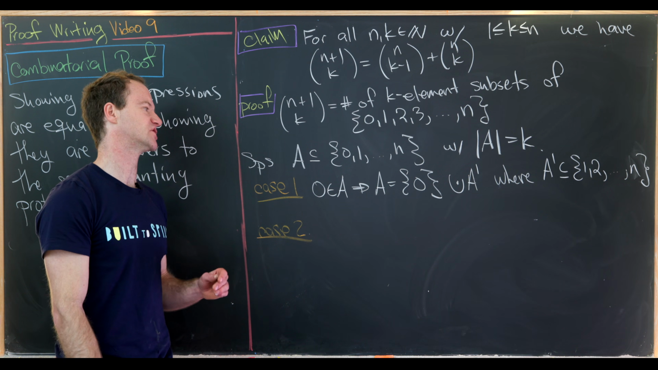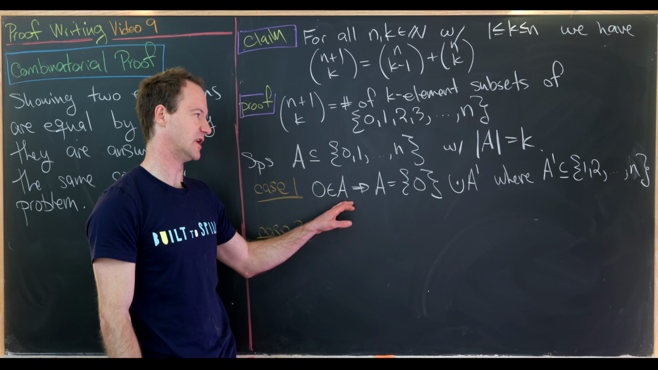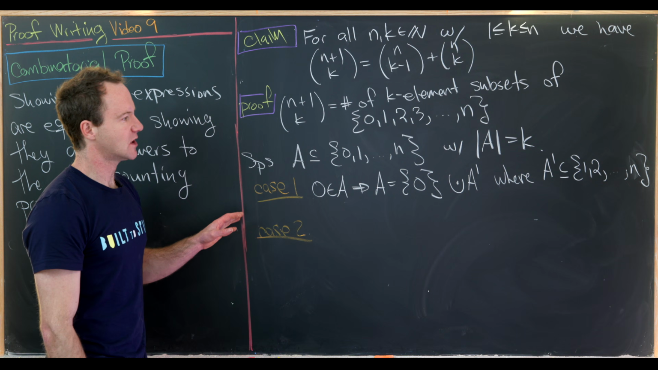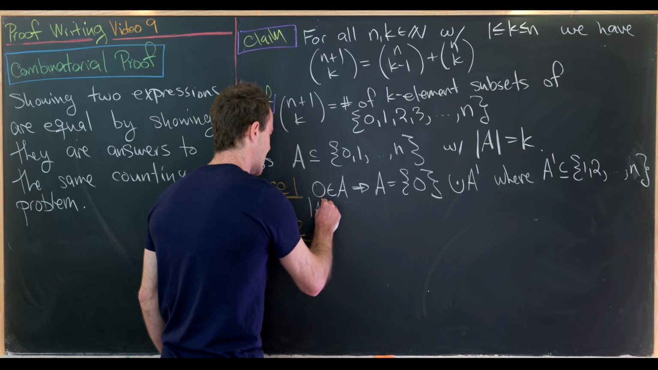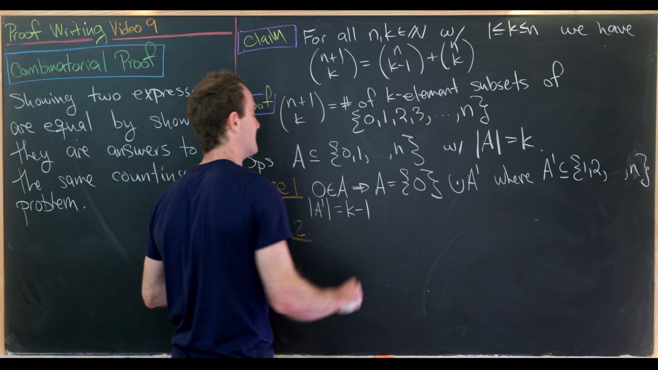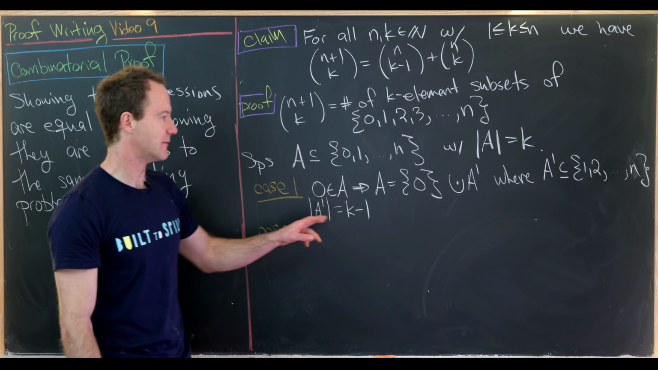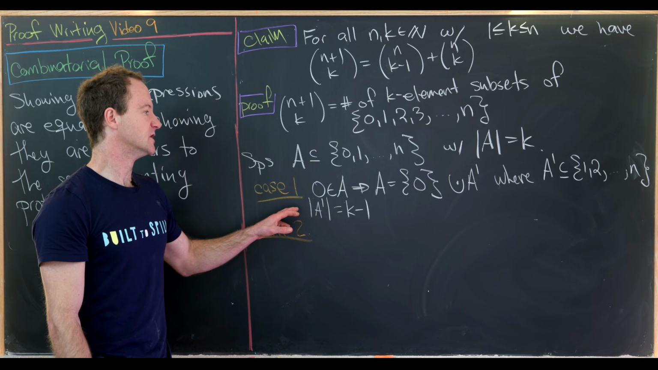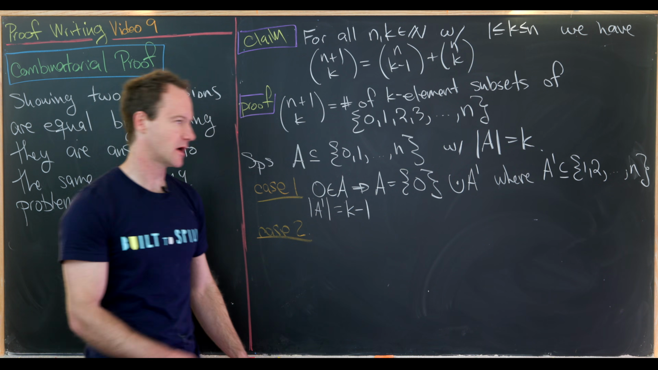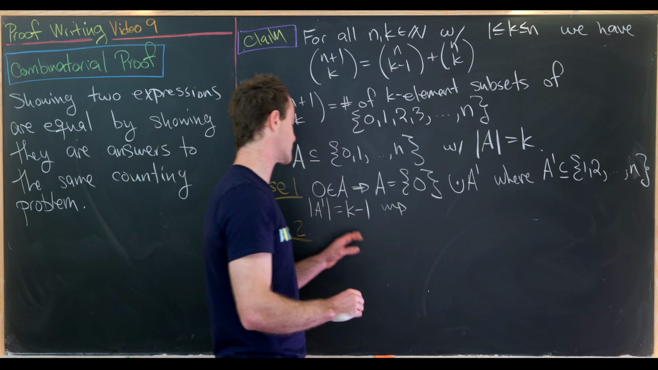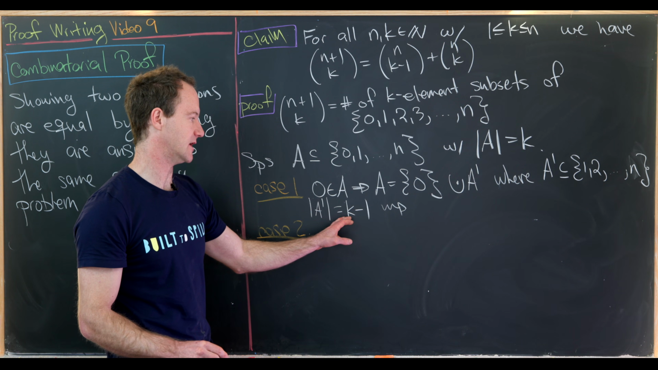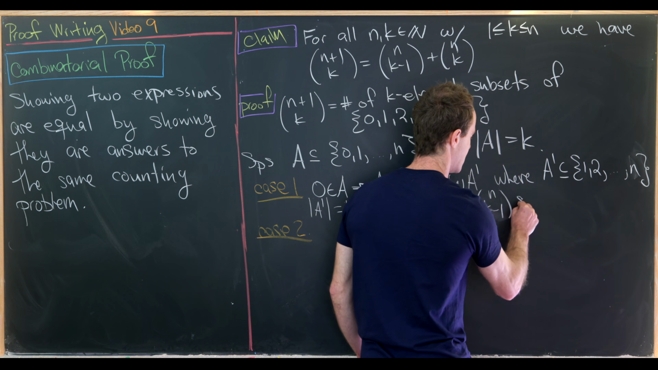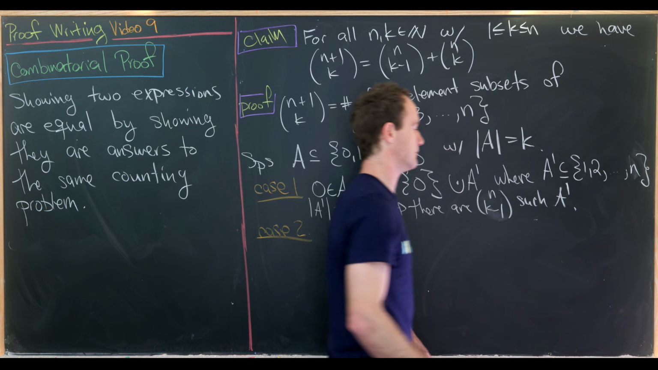So in fact, what we're really just doing here is using the fact that 0 is an element of A, we're pulling 0 out of A, and we're seeing what's left over. So let's also note that the size of A prime now is k minus 1, because we've taken a single element out of A. Okay, so that's good. So how many such A prime are there? Well, it's really easy to count because all we have to do is count k minus 1 element subsets of an n element set. So there are n choose k minus 1 such A prime.